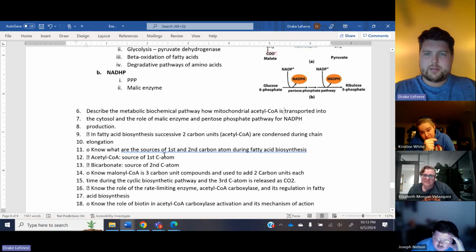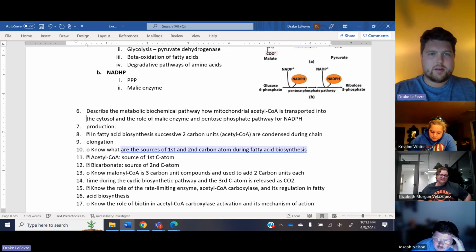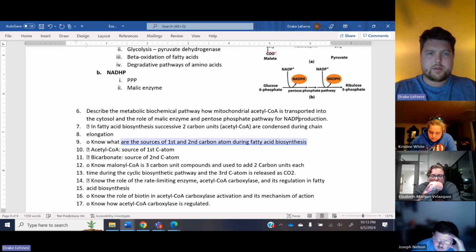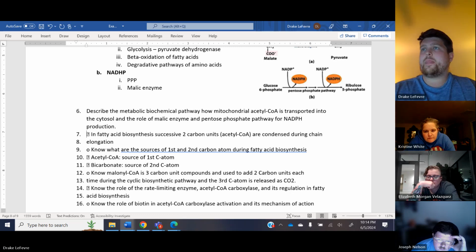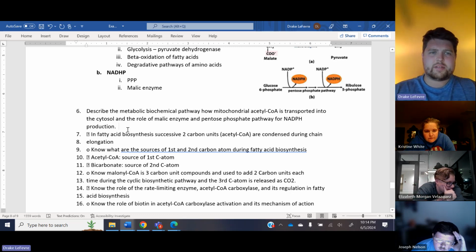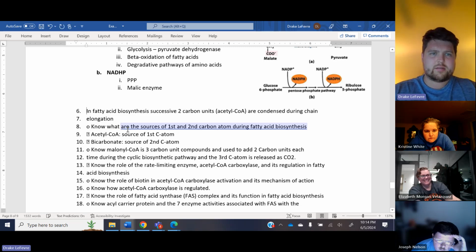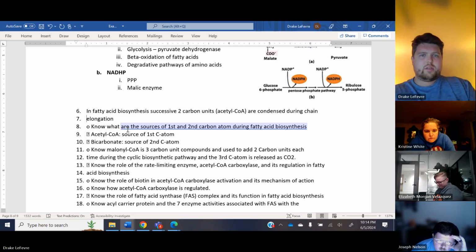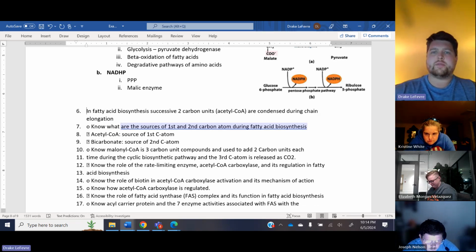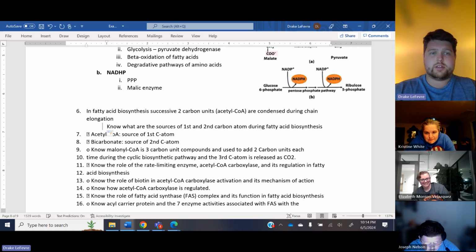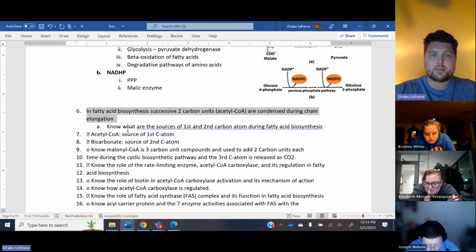Describe the metabolic pathway, how mitochondrial acetyl-CoA is transported into the cytosol, and the role of malic enzyme for NADPH production. Mitochondrial acetyl-CoA is transported into the cytosol. That's just previous material. In fatty acid biosynthesis, successive 2-carbon units of acetyl-CoA are condensed during chain elongation. That's literally word for word what it is.